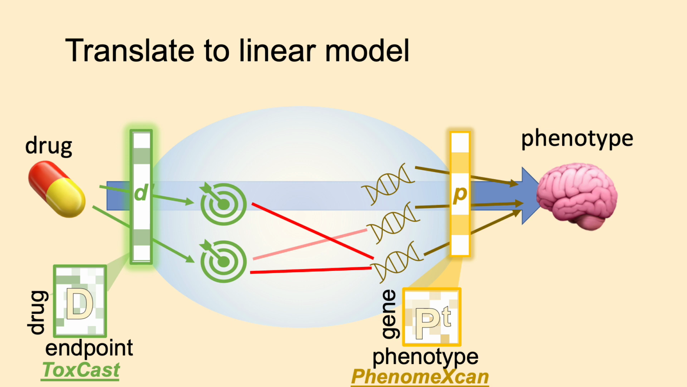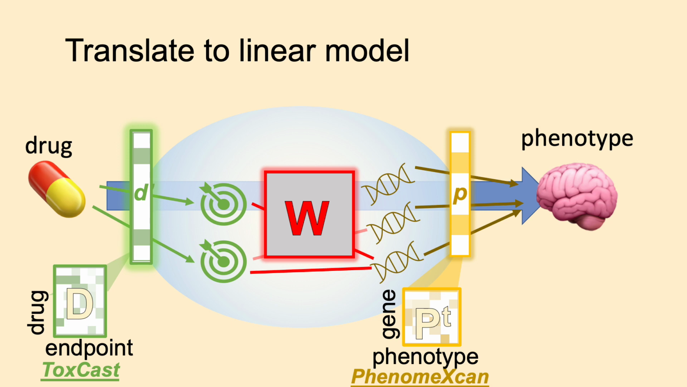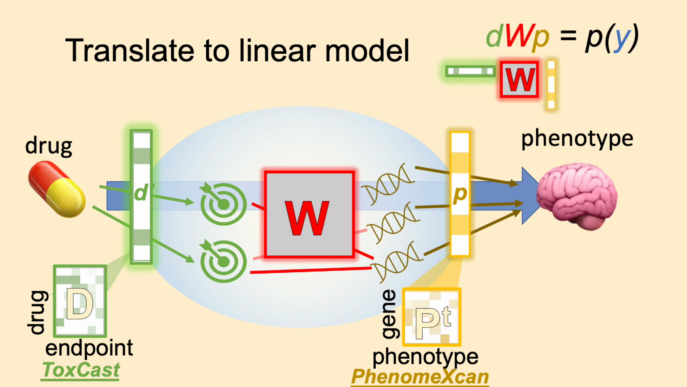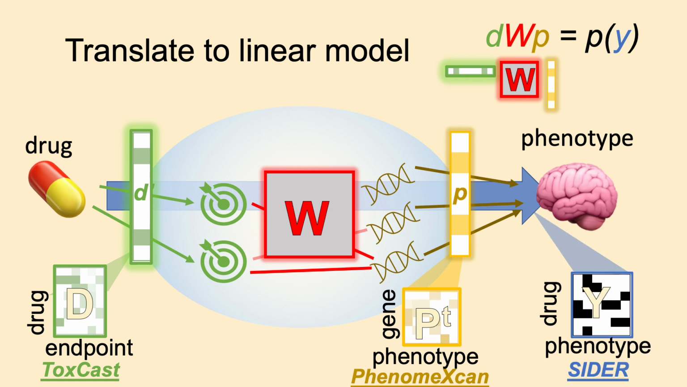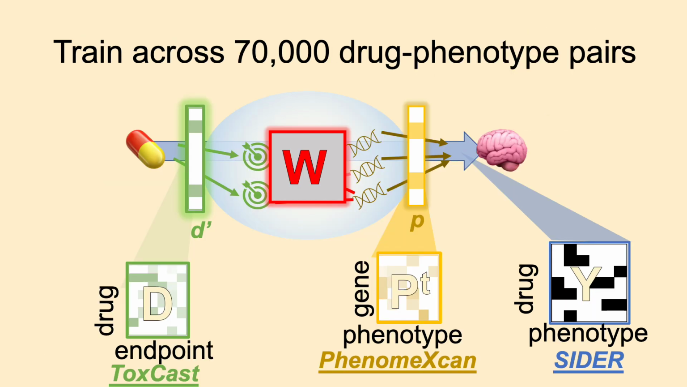So then our model boils down to learning this network W that connects the drug endpoints to the disease genes. And the idea is that we could then do a simple matrix multiplication with this learned network W to get the probability of drug phenotype connection. We train this W using known drug side effects or indications from the CIDR database. And what's important here is we keep the same W that's trained across 70,000 pairs of drugs and phenotypes.